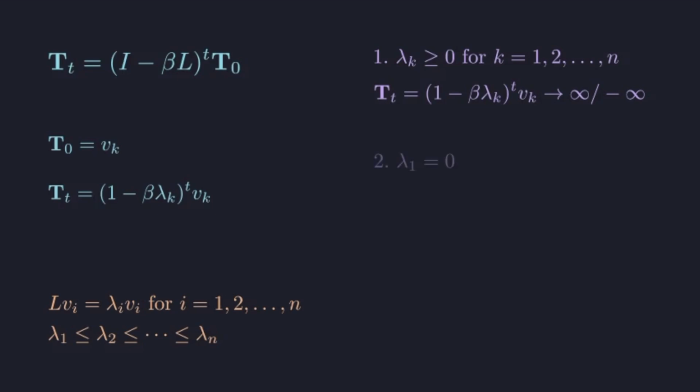The second claim is that the smallest eigenvalue lambda 1 is equal to 0. To see this, consider the initial condition where all the temperatures are the same. The heat equation can tell the temperature distribution at time 1, but since the temperatures are already the same, T1 is actually equal to T0. Doing some algebraic manipulations, we can write L times T0 is equal to 0. This means that T0 is actually an eigenvector of L and the corresponding eigenvalue is 0.